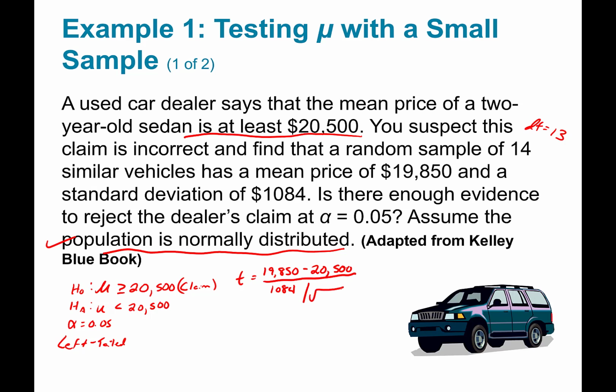Now be careful. It's over the square root of the sample size, not degree of freedom. That's a common mistake I'll see students make, is they'll divide by the degree of freedom, but it's actually divided by the sample size. Remember, we use that degree of freedom to find our critical value. And so we do this calculation, and we end up getting a test statistic. In this case, you want 3 decimal places, so negative 2.244.